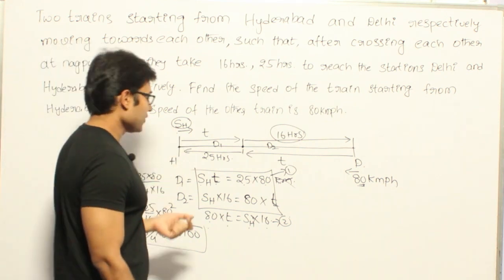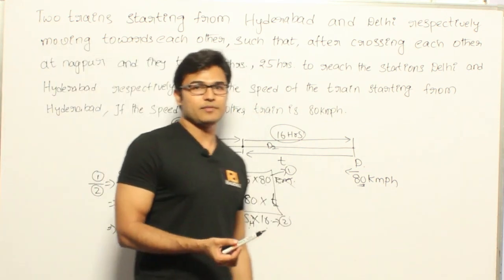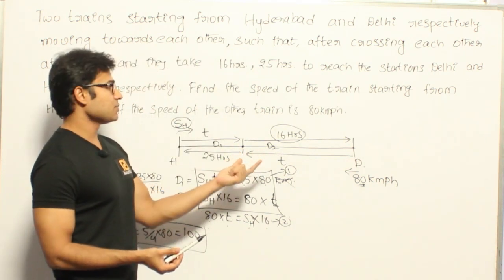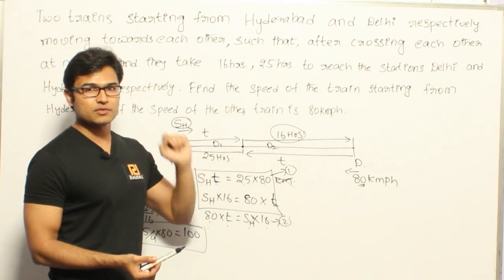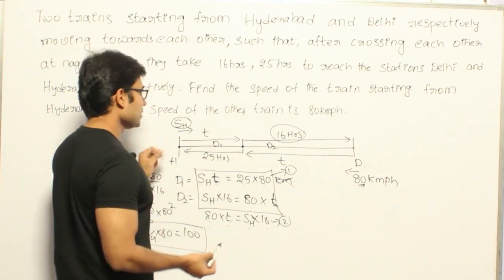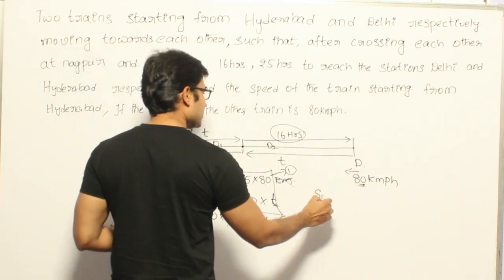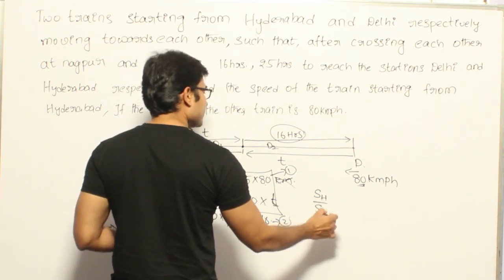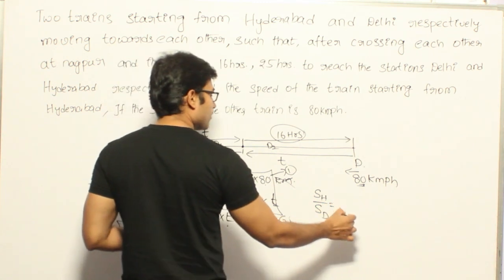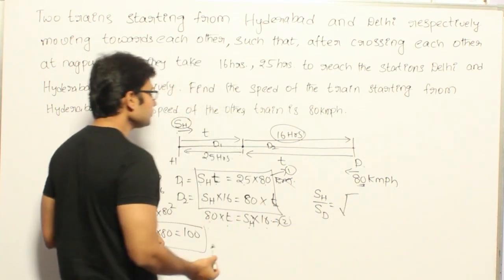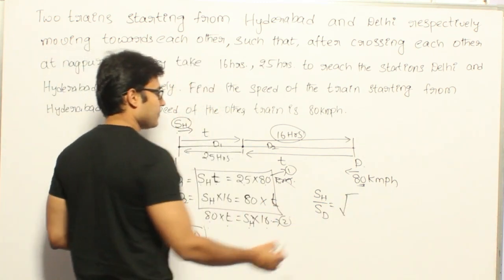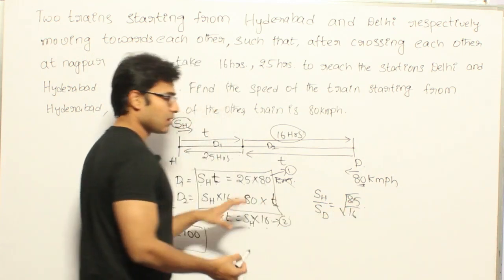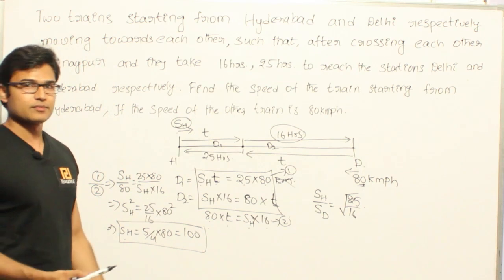So what is the other way of solving it? We have already derived the formula. In the earlier example, if you compare this one, SA is to SB equal to square root of T2 square by T1 square. So in that case, SH divided by SD is equal to square root of 25 divided by 16. So you just compare this one to the earlier case, right?